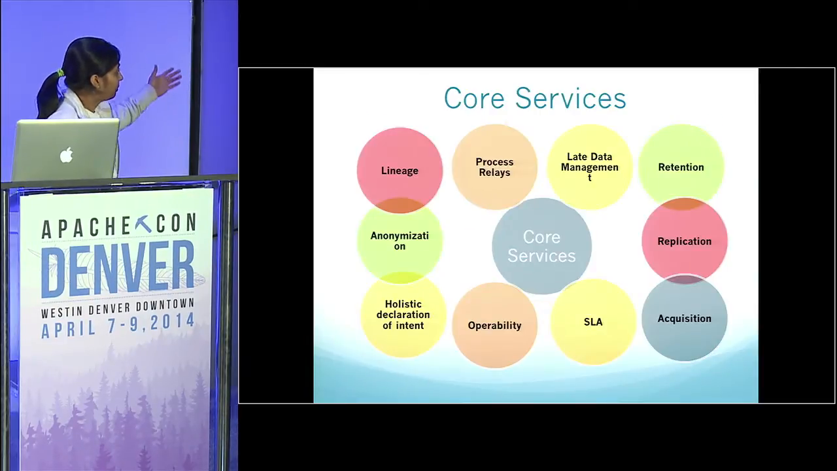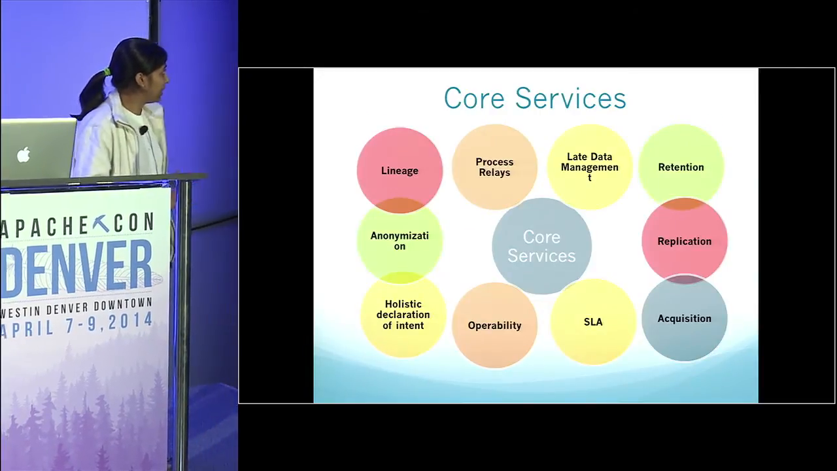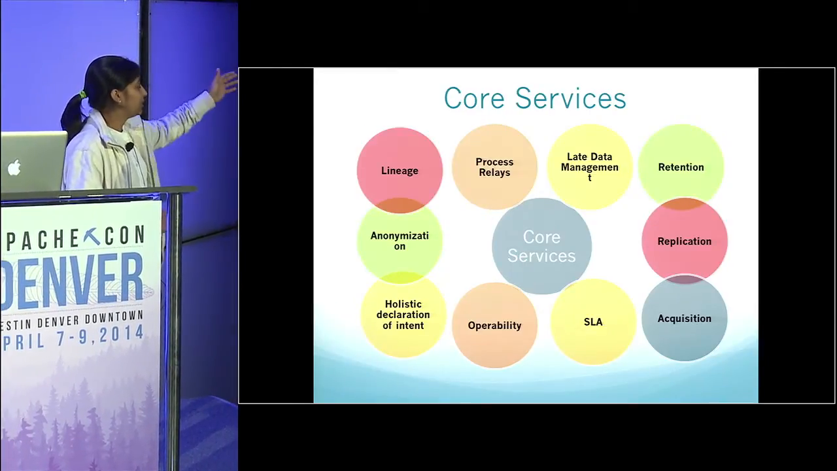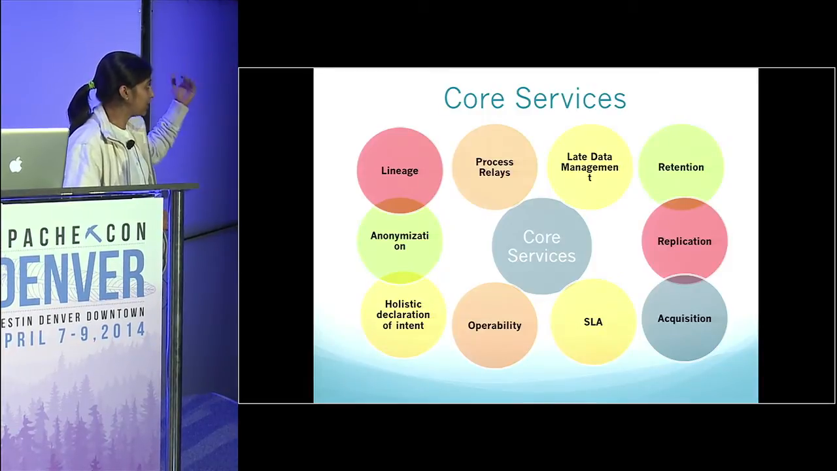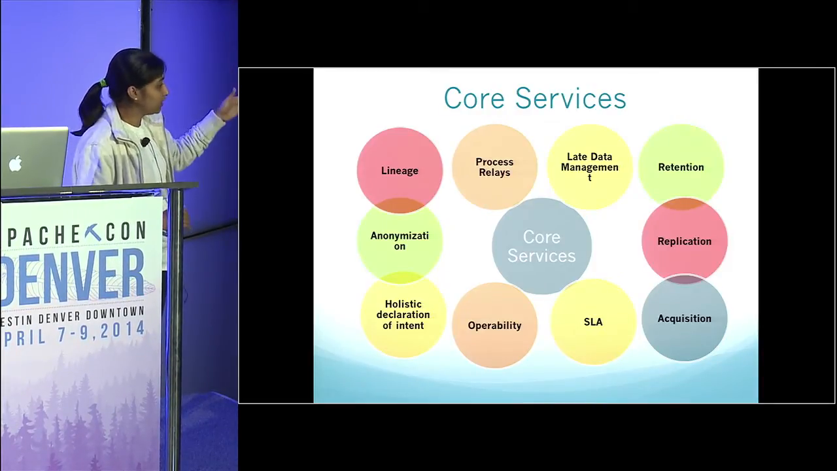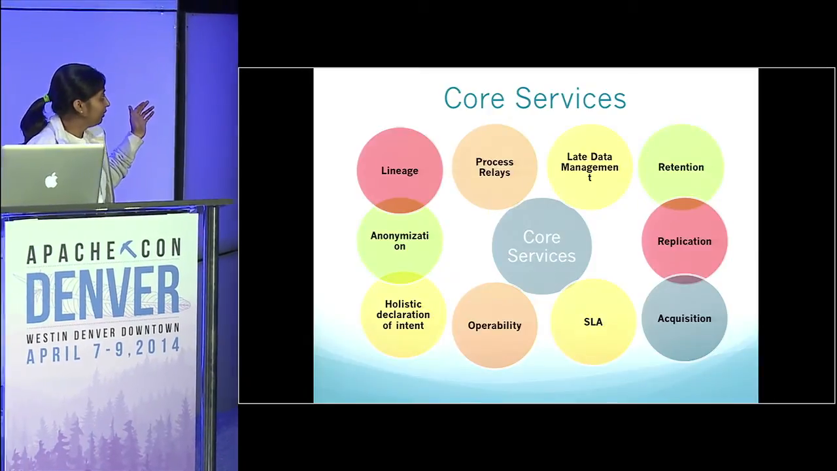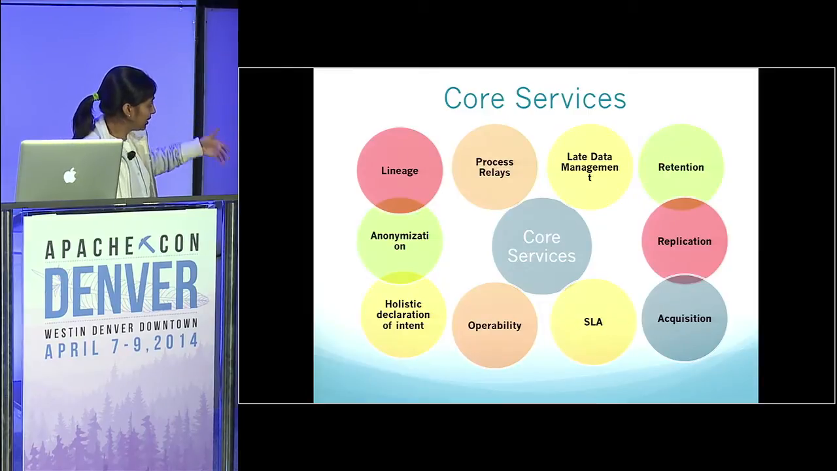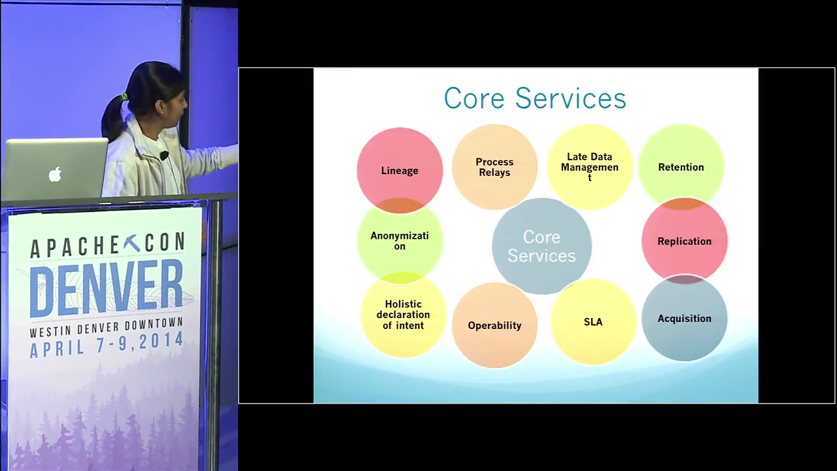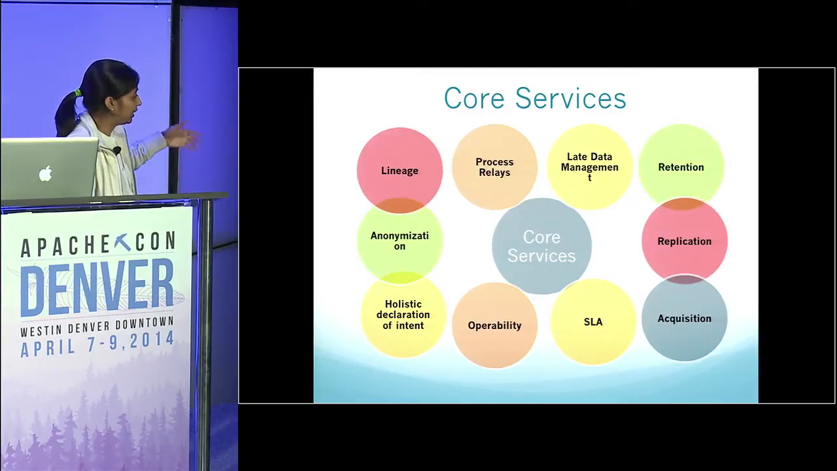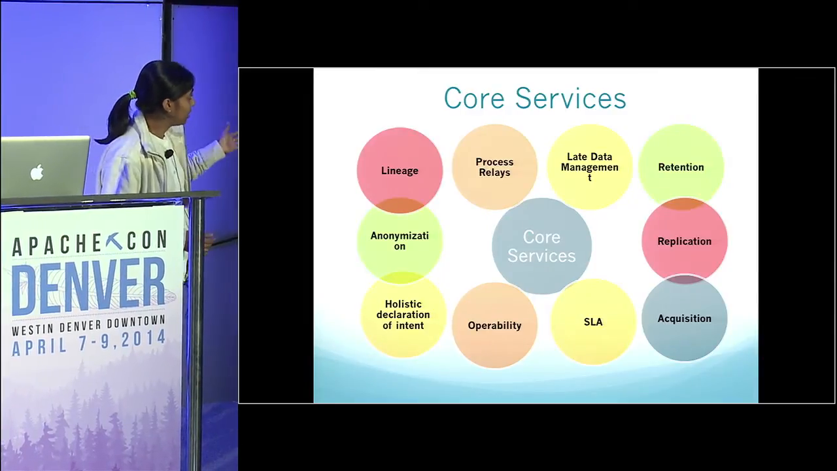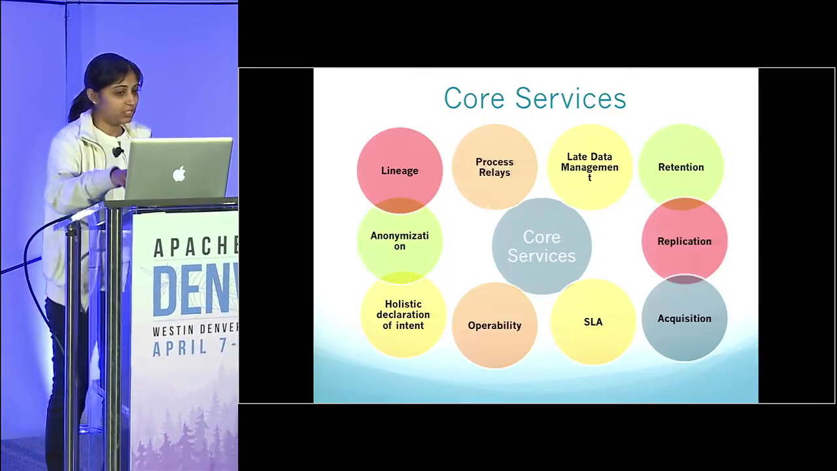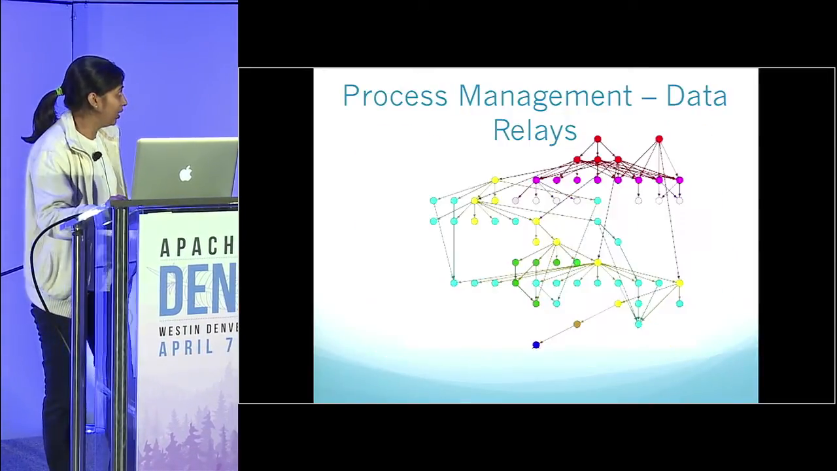So these are the typical core services that are required for any data management. You have process workflows, which are about how you process the data in different stages. There's lineage information, data lineage, which looks at how the data is transformed at each stage. There's data anonymization, and there's operability around the data, and how you detect if the data comes in late, which is late data management. There's retention, replication, acquisition, and things like that. I'll explain each of these as a separate service as we move along.